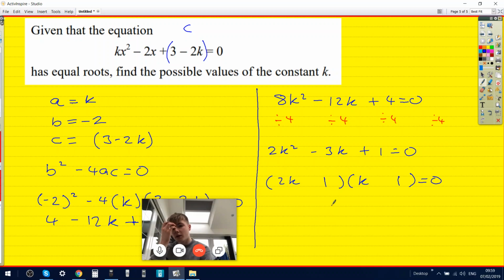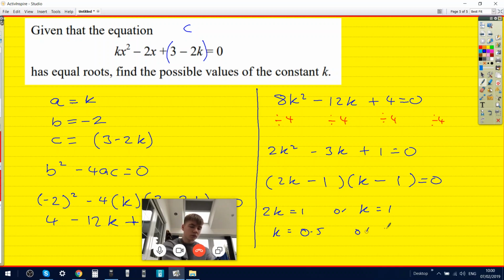So what adds to make the minus? How would you make minus 3 from it? Minus 1, and then minus 1 again. So they would make minus 3k, but a minus times minus would make plus 1. And then you solve it from there. k minus 1 equals 0, so k equals 1. 2k minus 1 equals 0, so 2k equals 1. And so what will k be equal to? 0.5. Yeah, there you go.